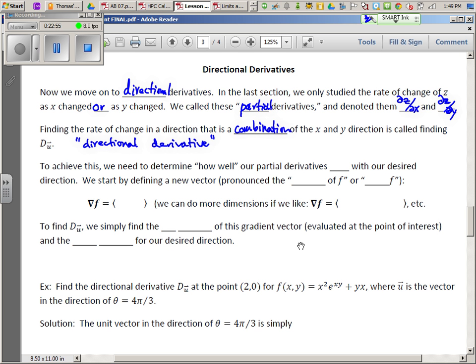Okay. We need a new tool, okay? And that's vectors. It's not a new tool, but it's the only tool we can really use here that I know of that's an efficient enough tool. And so to achieve this directional derivative idea, we need to determine how well our partial derivatives align with our desired direction of travel. Okay? We start by defining a brand new vector called the gradient of f, or simply grad f. Grad f.